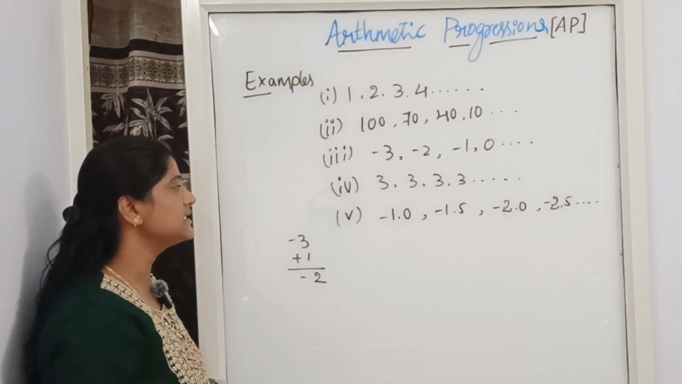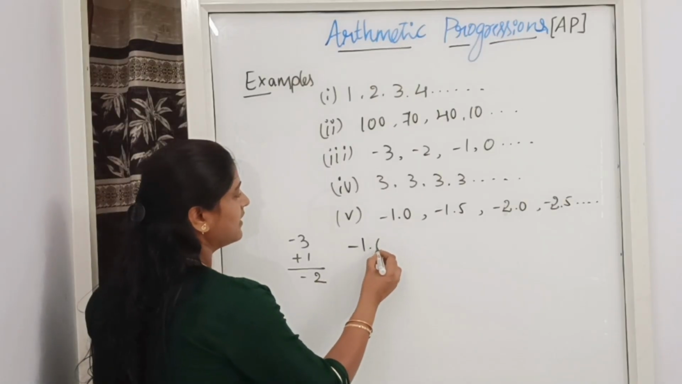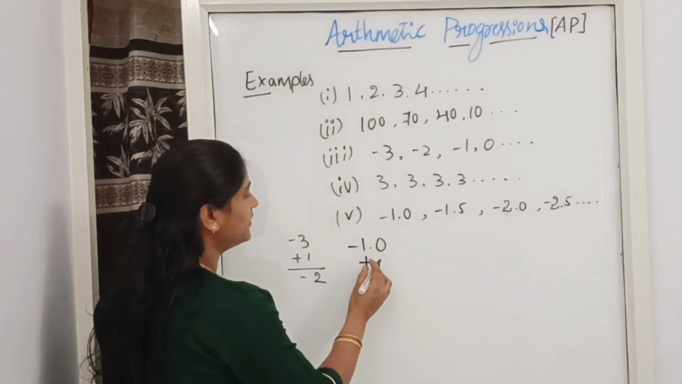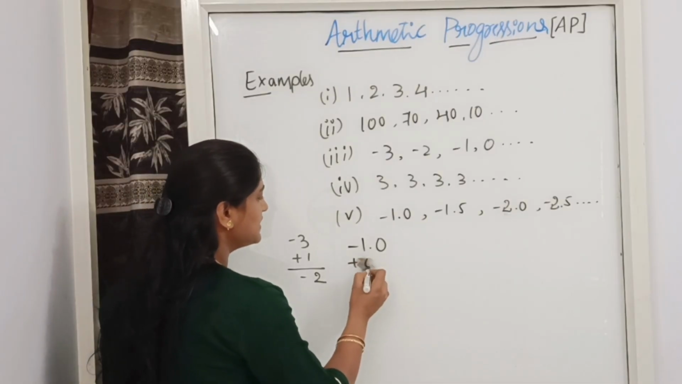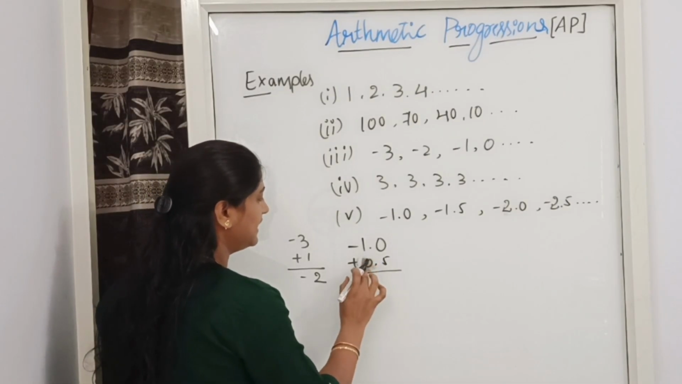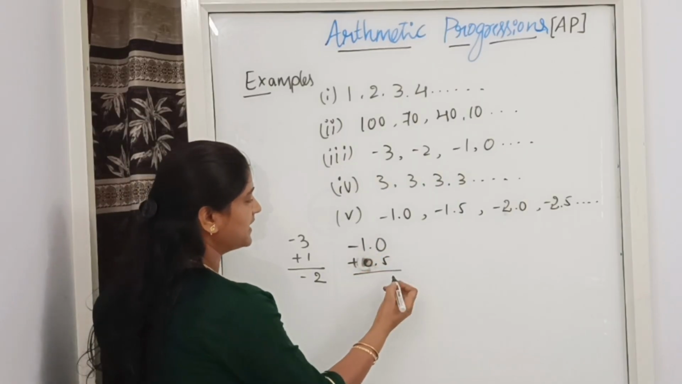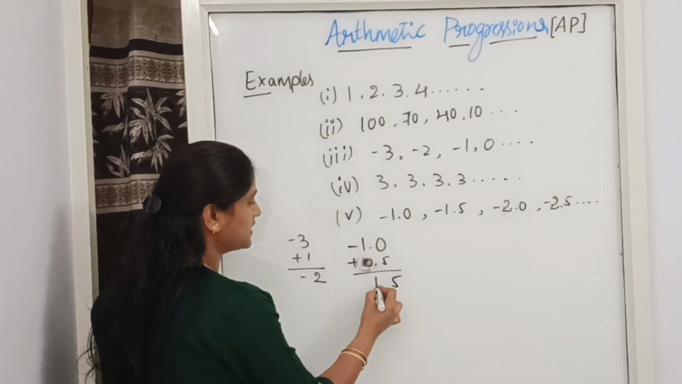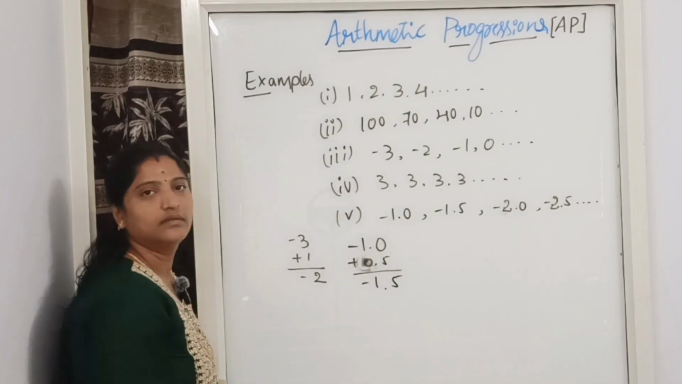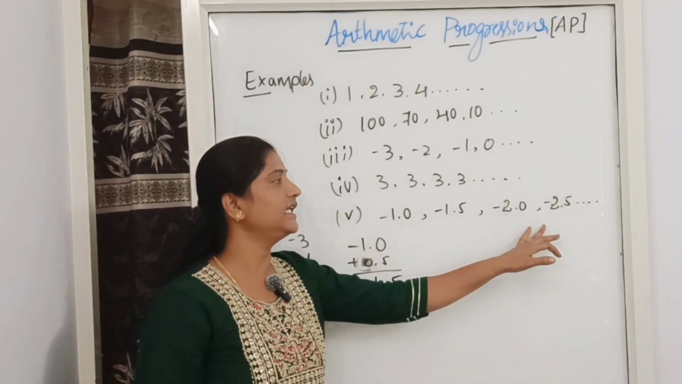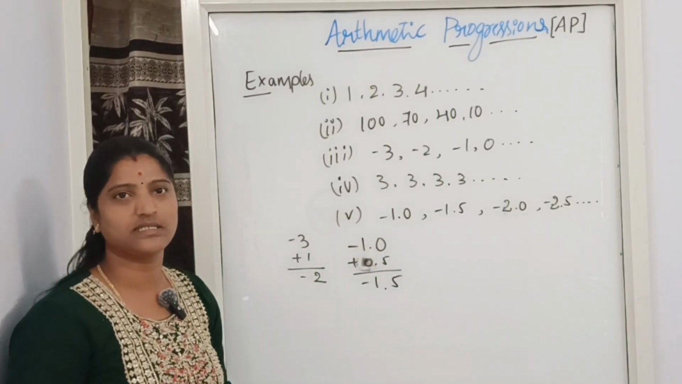And what about this? Minus 1, 0. For the minus 1, 0, if we do plus 0.5, is it not? Plus 0.5, 0 plus 5 is 5 and 1 plus 0 is 1, negative. Is it not? Adding 0.5 to each preceding number, you are getting this number list.